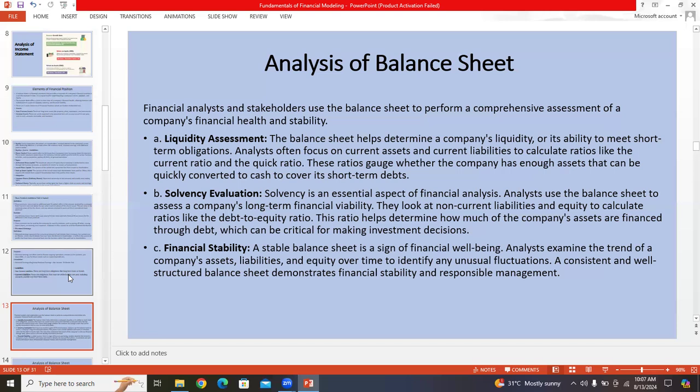Analysts often focus on current assets, as I explained before, and current liabilities to calculate ratios like the current ratio and quick ratio. These ratios gauge whether the company has enough assets. Yes, if the company has assets that can be quickly converted into cash, we have a very good liquidity position to cover the short-term debts, but it's vice versa as well. We need to see all of these things side by side and how they are related.